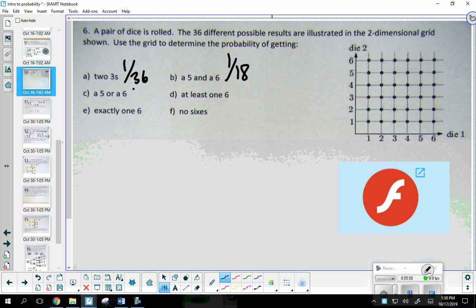I feel like it's either 20 or 21 on this one. I feel like I'm second guessing myself. So 20 out of 36. Okay. And what would 36 reduce to? Okay. And then at least one 6. At least one 6. Okay. So she's got 11 out of 36.